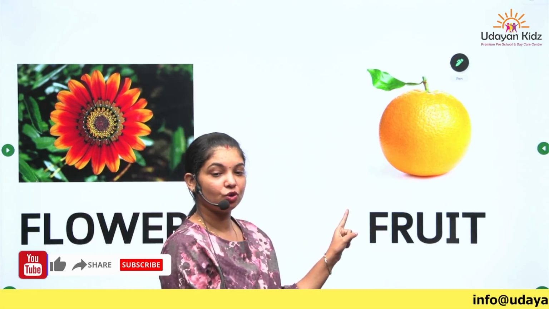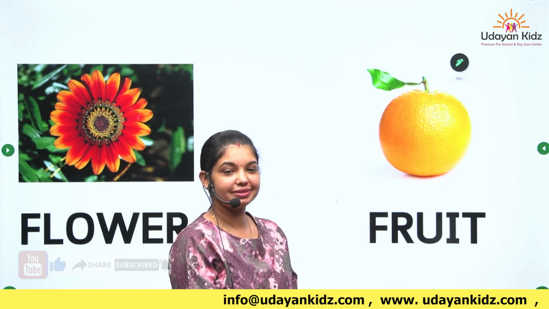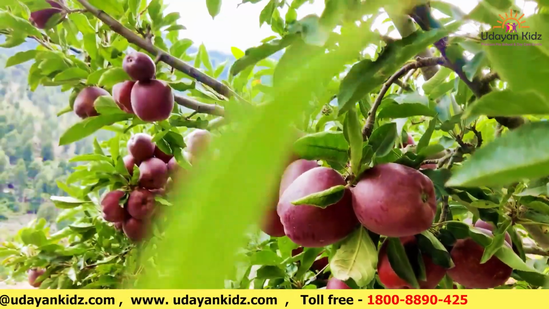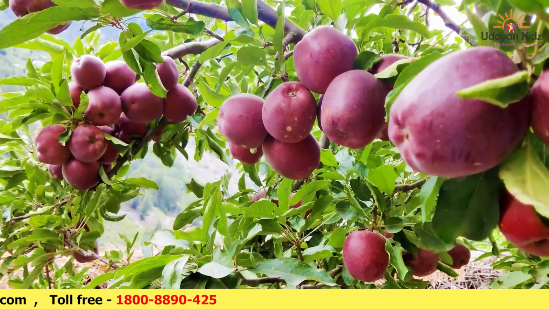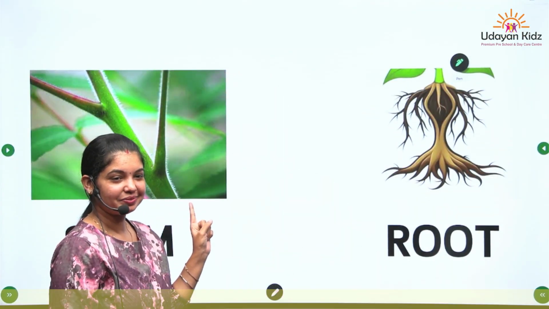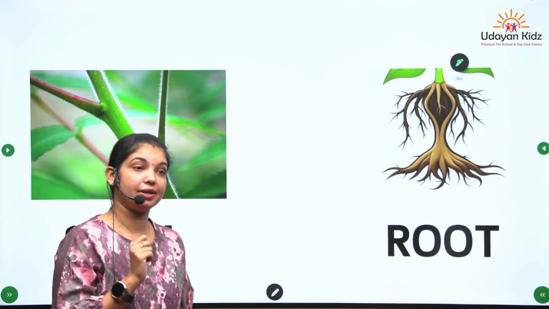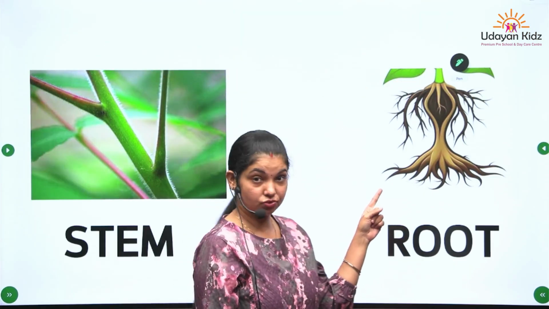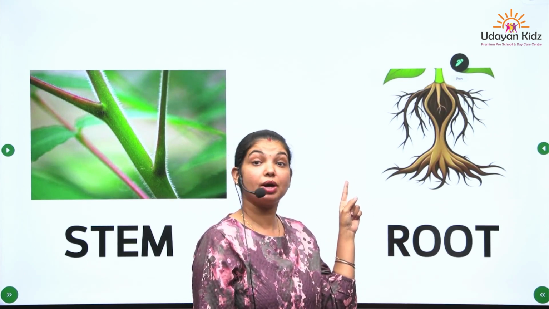Next one is fruit. I think you all like to eat fruits, isn't it? Fruits are very healthy and tasty. So next one is stem. Very good. It is strong and helps the plant to stand. Next one is root. Roots absorb water and nutrients from the soil.